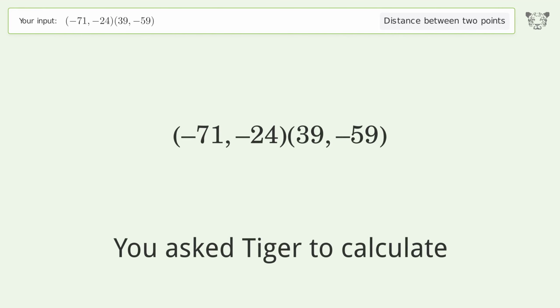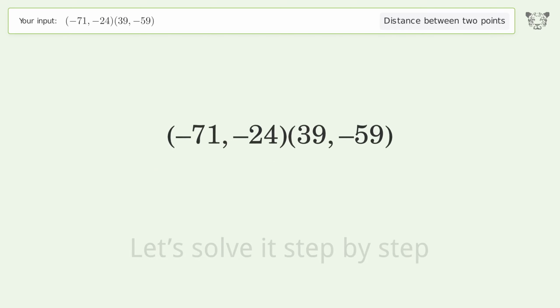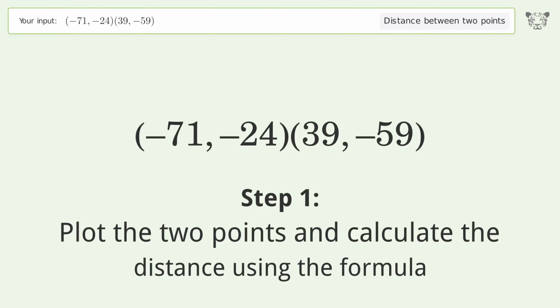You ask Tiger to calculate. This deals with the distance between 2 points. The distance between the 2 points is the square root of 13,325 or 115.434. Let's solve it step by step. Plot the 2 points and calculate the distance using the formula.